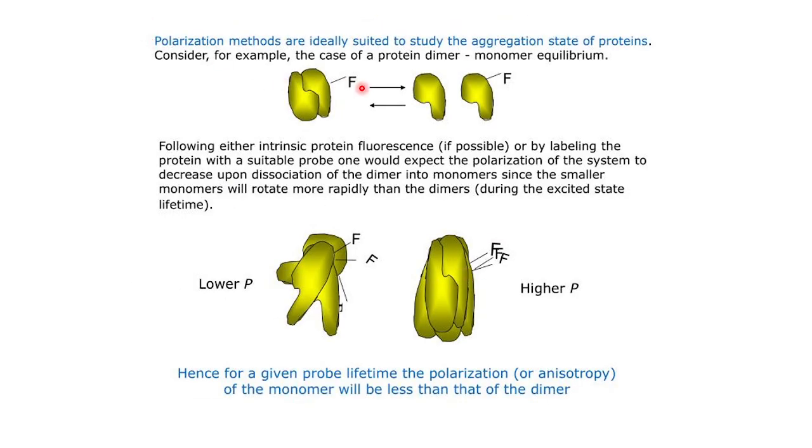So polarization is suited to study the aggregation state of proteins. So one of them needs to be fluorescently labeled. So in the case of a protein dimer monomer equilibrium, following either intrinsic protein fluorescence or by labeling the protein with a suitable probe, one would expect the polarization of the system to decrease upon binding.